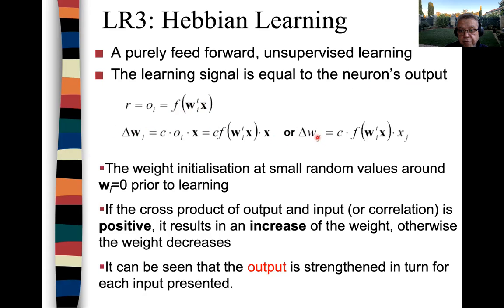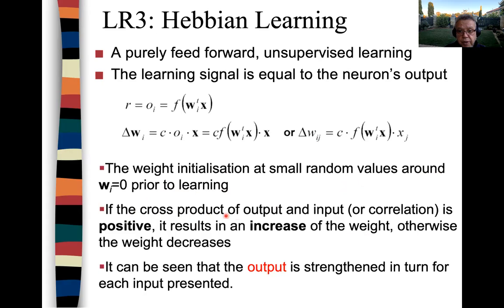If the weight for node i, which is coming from input j, or Xj, in this case, you just replace this formula. Instead of having vector X, you just put Xj. The weight initialization is at small random values around Wi prior to learning. So this is how you use the Hebb learning rule.